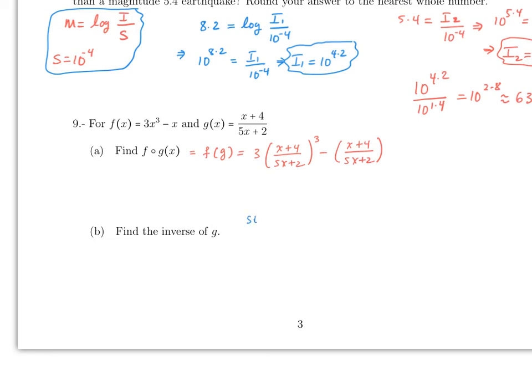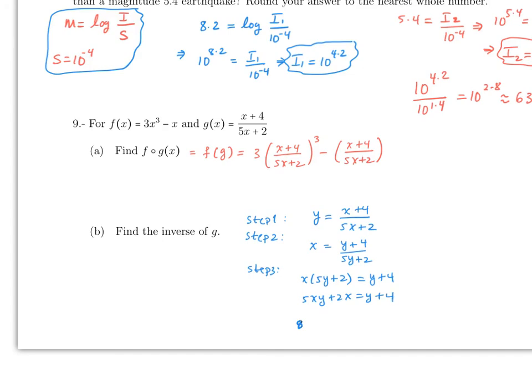so step 1, we have y equals x plus 4 over 5x plus 2. You don't have to do it in steps, but it just makes it easier to keep track of what's going on. Step 2, you change x for y, so it will give you y plus 4 over 5y plus 2. And then step 3, you solve for y. So you cross multiply, we will have x times 5y plus 2 equals y plus 4, or 5xy plus 2x equals y plus 4.